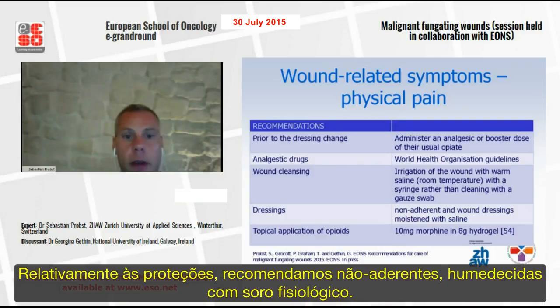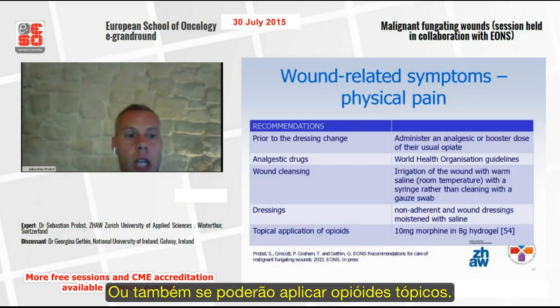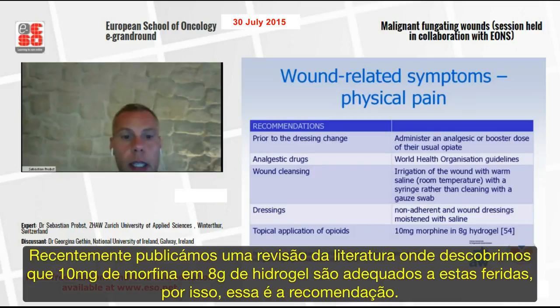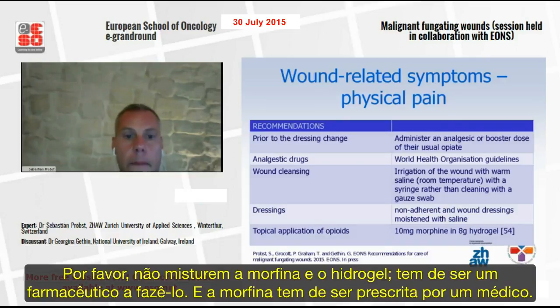Regarding dressings, we recommend non-adherent wound dressings that are moisturized with saline, for example, or you can even use topical application of opioids. We just recently published a literature review where we found that about 10 milligram morphine in 8 gram hydrogel is suitable for these wounds, and that's the recommendation. Please don't mix this morphine and hydrogel yourself. It has to be a pharmacist that mixes this, and the morphine has to be prescribed by a physician.